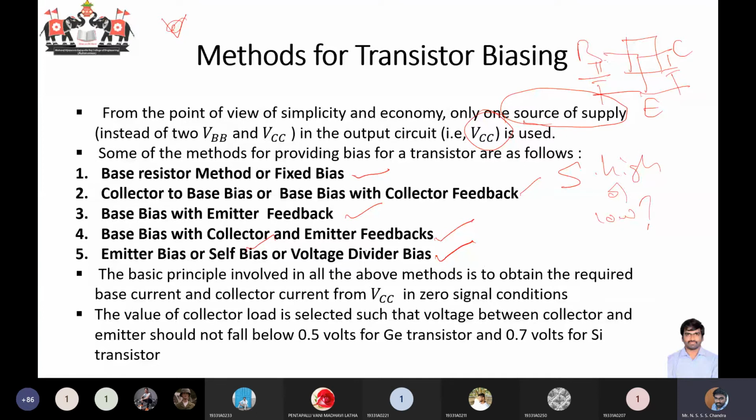Also, while constructing any of these biasing circuits, you should ensure that the collector resistor is selected such that the voltage between your collector and emitter should not fall below 0.5 volts for germanium or 0.7 volts for silicon. So always your VCE value should be greater than 0.5 for germanium or greater than 0.7 for silicon transistor, in order to ensure that your transistor will always be in the active region.